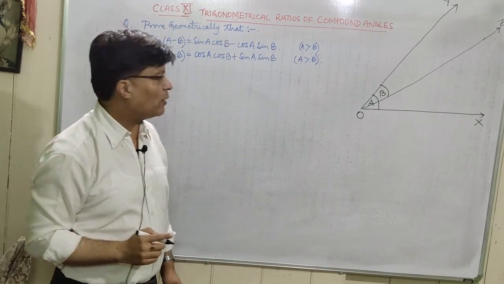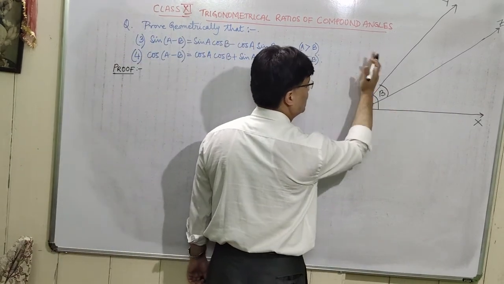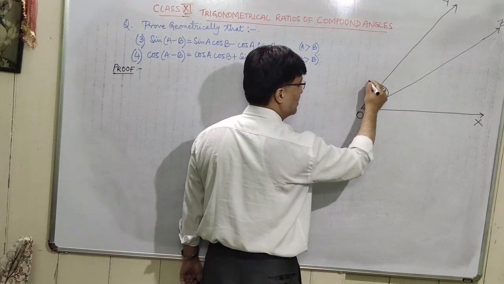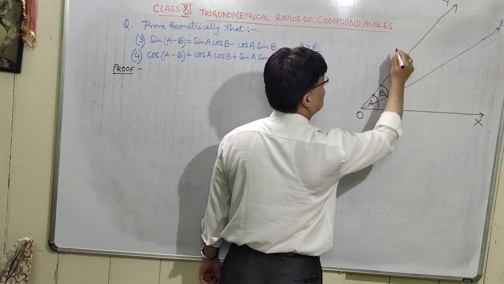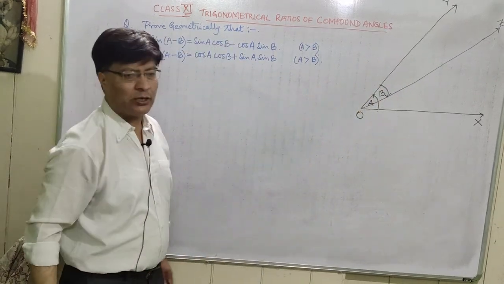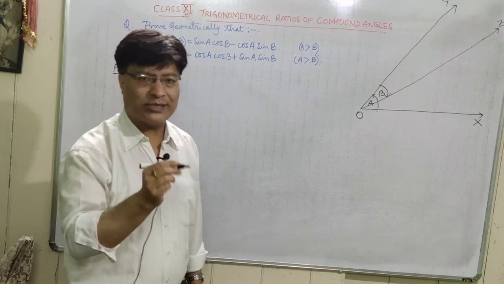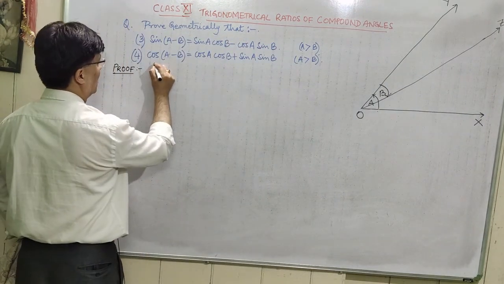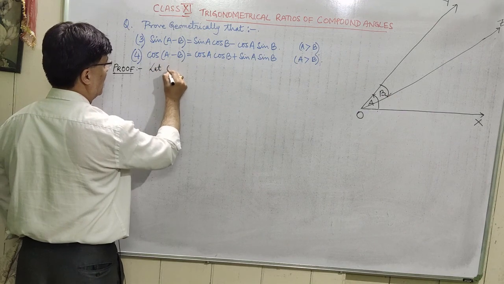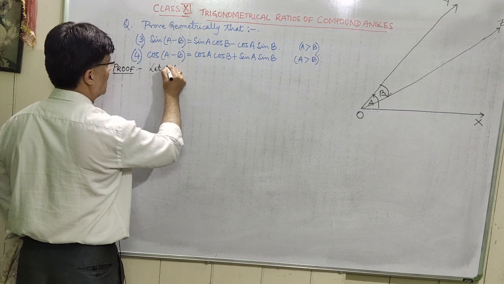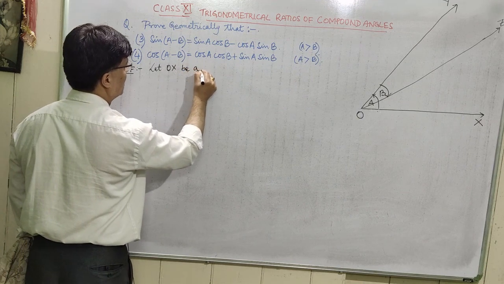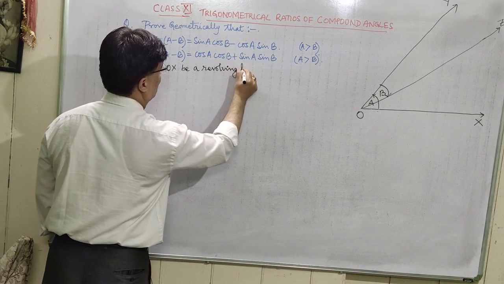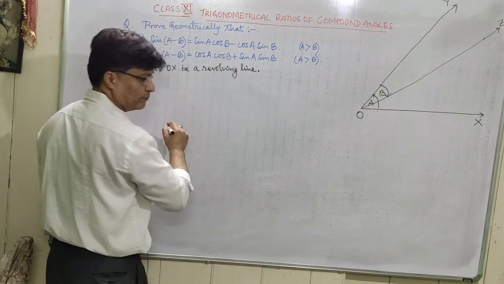Let OX be a revolving line. It revolves and traces out an angle XOY which is equal to A, and then again it revolves back, traces out another angle YOZ which is equal to B. Okay, so let us write here, let OX be a revolving line.